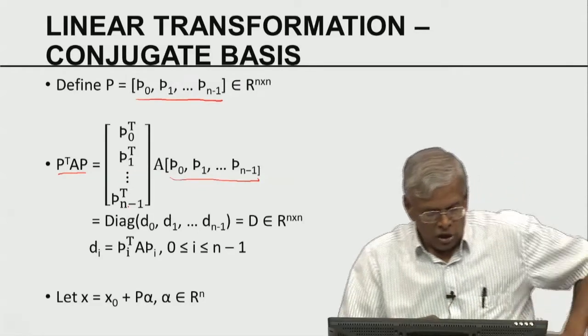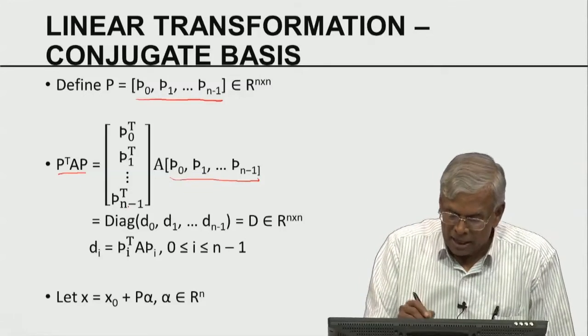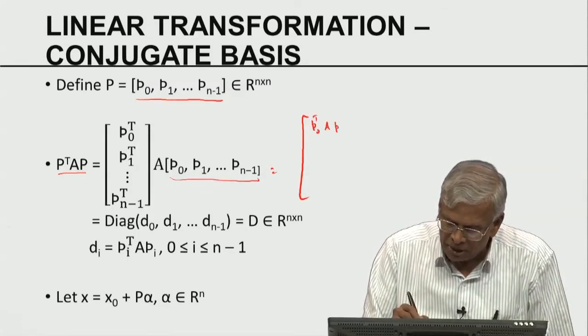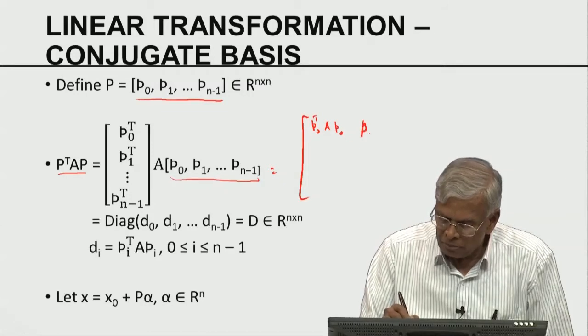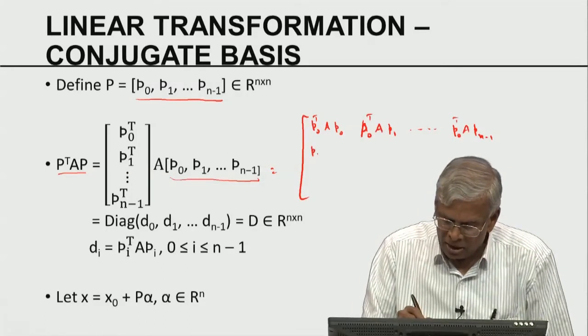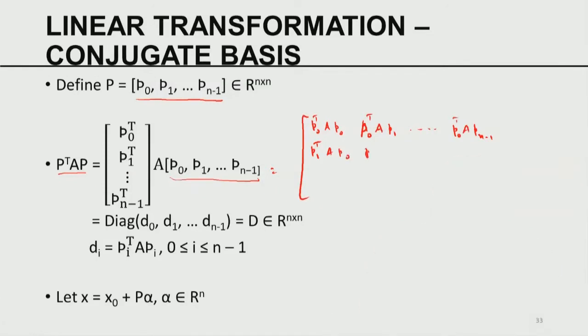If I multiply this, you can essentially see I get a matrix. This is equal to a matrix where the first element is p naught transpose A p naught. The second element in here is p naught transpose A p 1. Likewise, p naught transpose A p n minus 1. Here it will be p 1 transpose A p naught, p 1 transpose A p 1, and so on. If you consider the last row, this is p n minus 1 transpose A p naught, p n minus 1 transpose A p 1, and the last element is p n minus 1 transpose A p n minus 1. In view of the conjugacy property, all the off diagonal elements are 0.